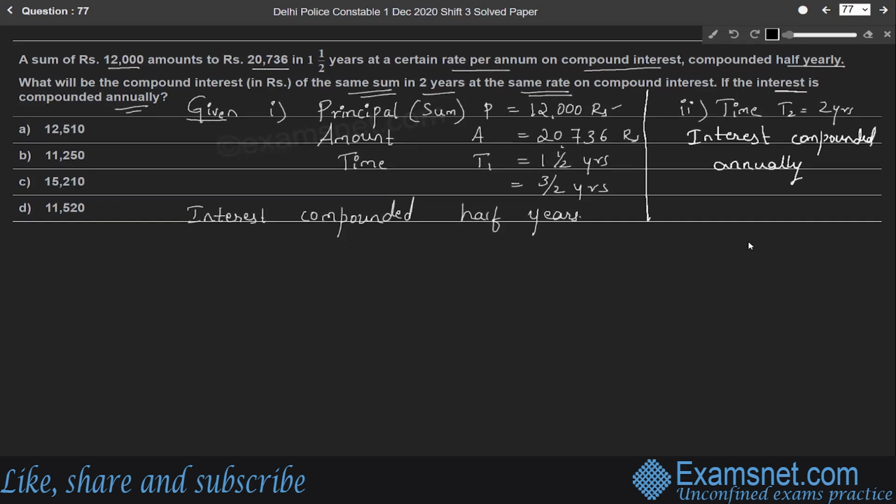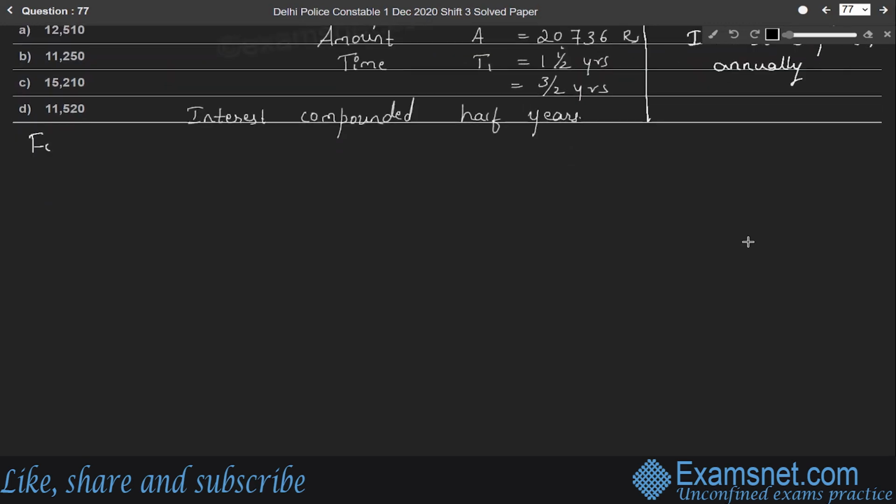So the next step is, yes, we are using the formula to find compound interest. CI is equal to compound interest.